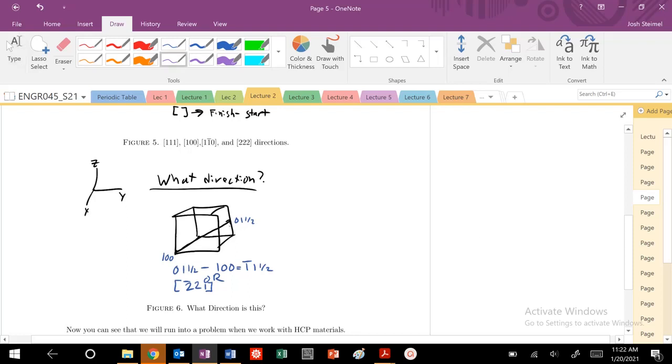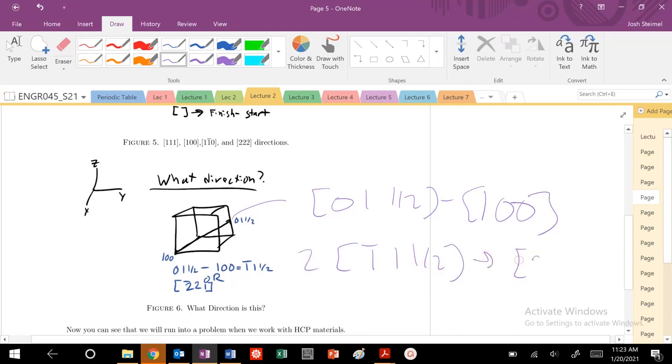Let's look at another example here. So what's our finish? This point is going to be at 0 in the x, 1 in y, and 1/2 in z, minus 1, 0, 0. That's it. So let's go ahead and figure this out. We have our 1 hat, we have our 1, and then we have our 1/2. And we need to multiply this out. So again, multiply by 2. That's going to lead us to 2 hat, 2 hat, 1. There we go. And that's our direction. So you are going to be direction experts.